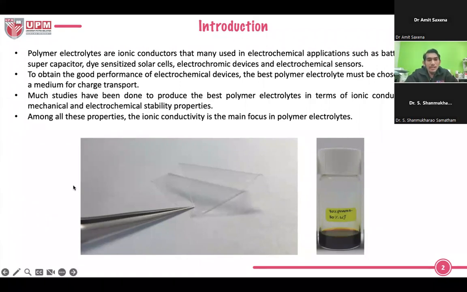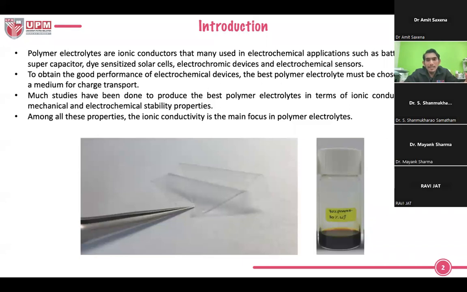And polymer electrolyte also contributes to this kind of electrochemical devices. So in order to obtain good performance of electrochemical devices, basically we have to choose the best polymer electrolyte, because the polymer electrolyte acts as a medium for charge transport. So the best polymer electrolyte is very important, because it will contribute to the performance of electrochemical devices, for example, if you use a solar cell, in terms of their efficiency, if you use in the batteries, in terms of their capacity.